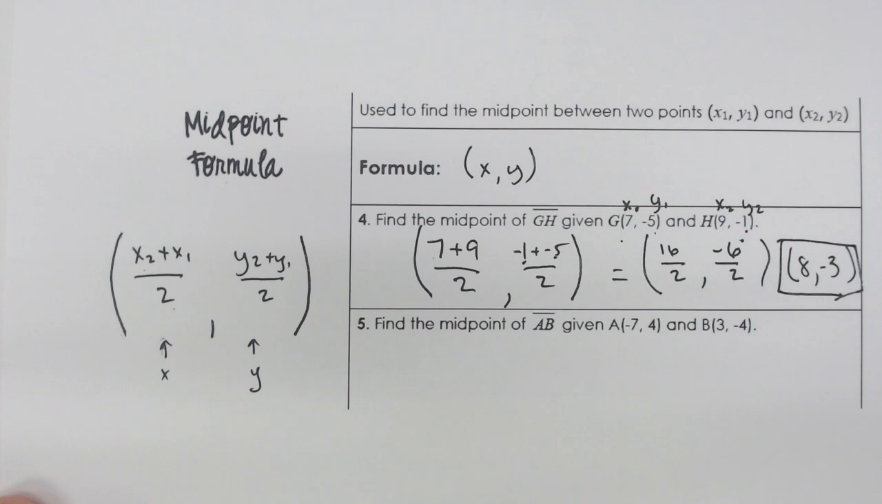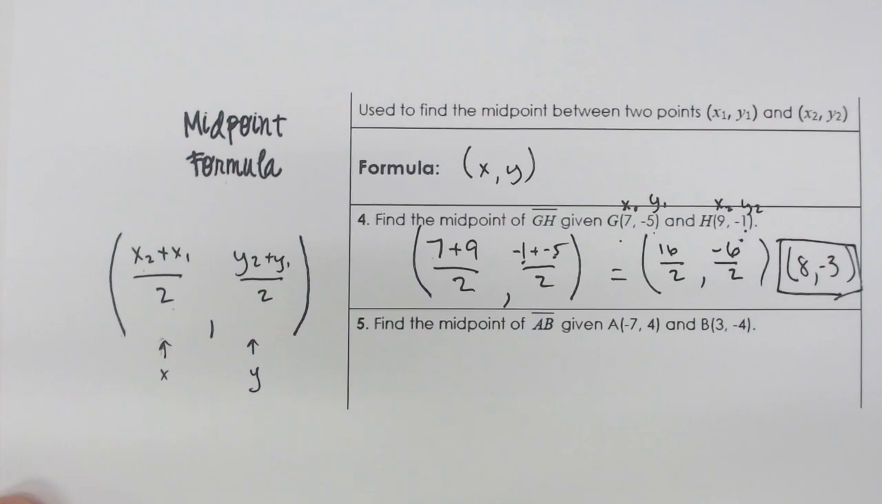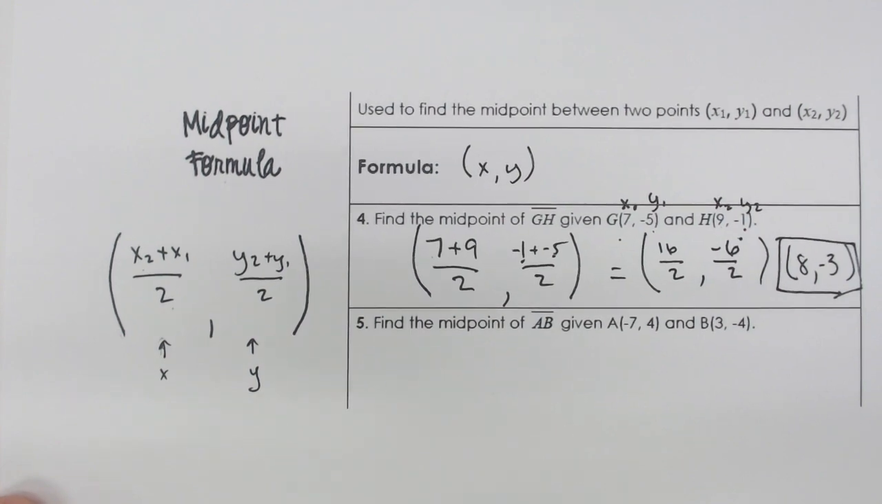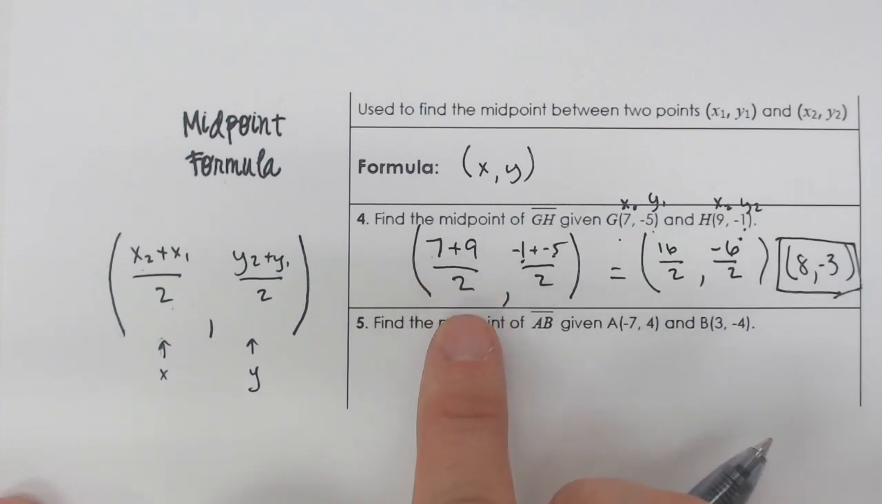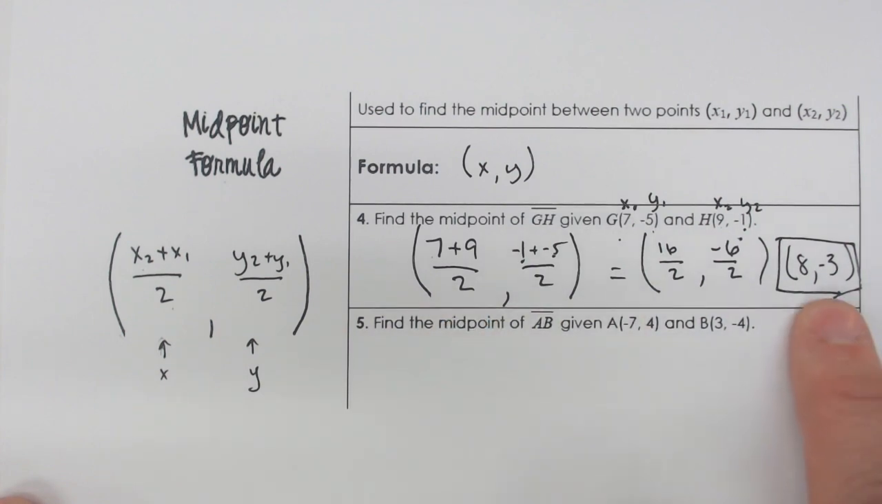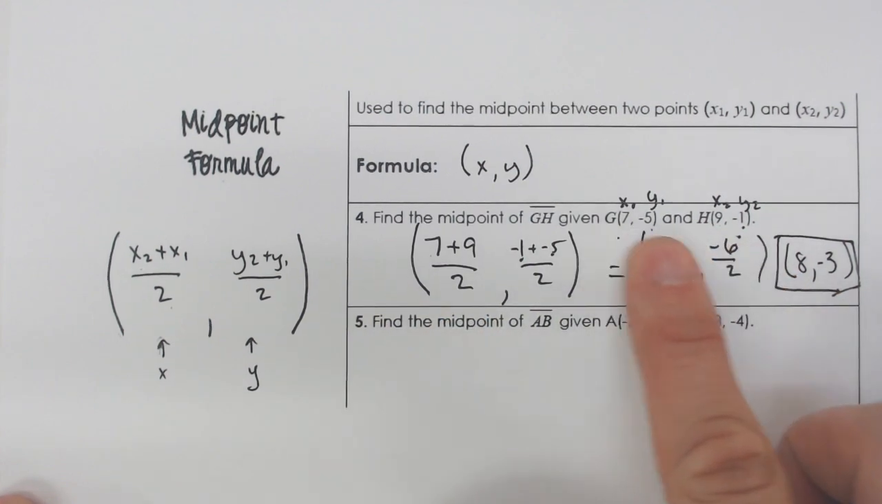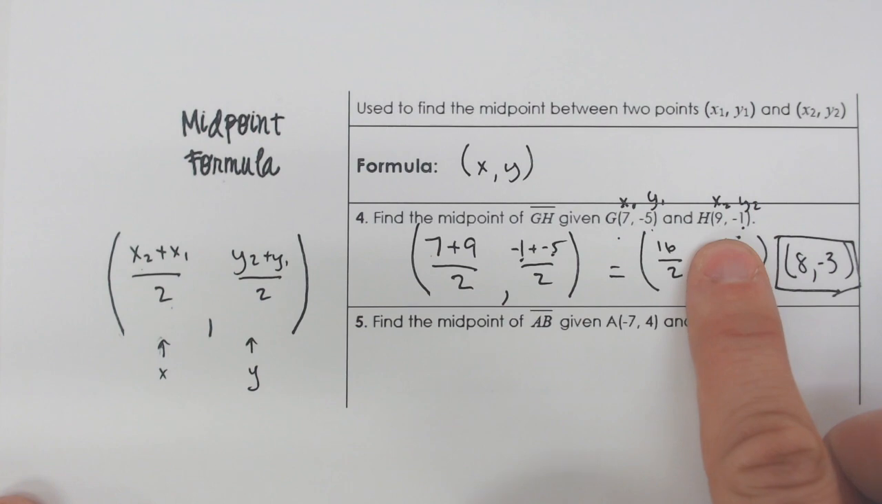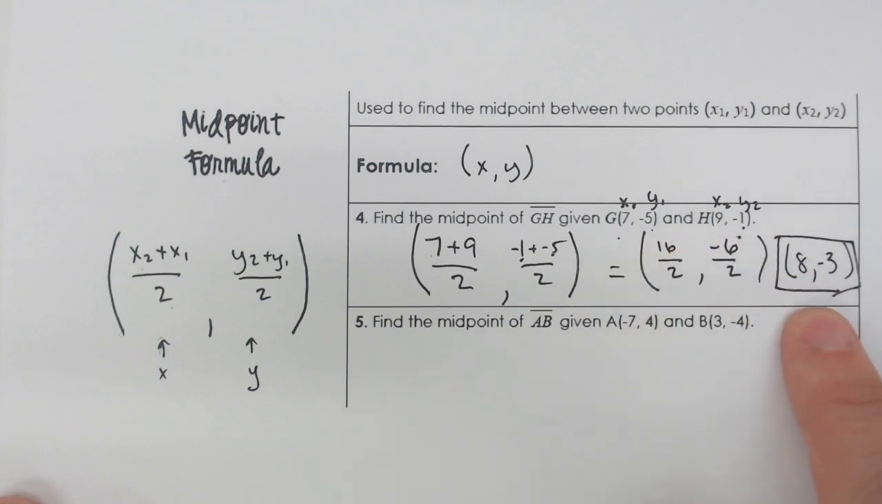Okay? You can do the x's and the y's together, or you can do them separate. I actually almost recommend doing them separate, and I'm going to do that on this next problem. But all you're doing is adding the two x values and dividing by 2, and then writing it as your point. 9 plus 7, 16, divided by 2 is 8.